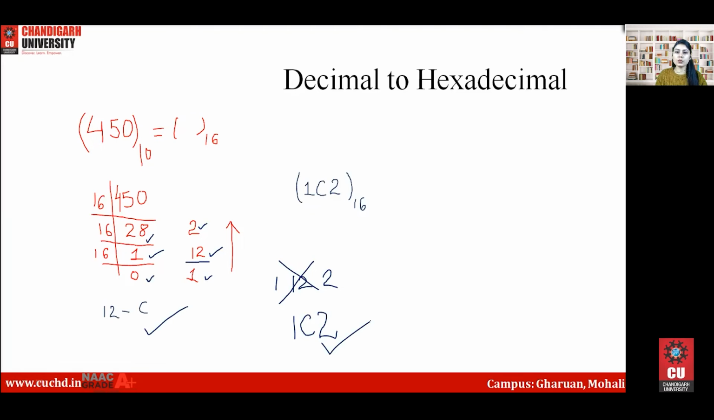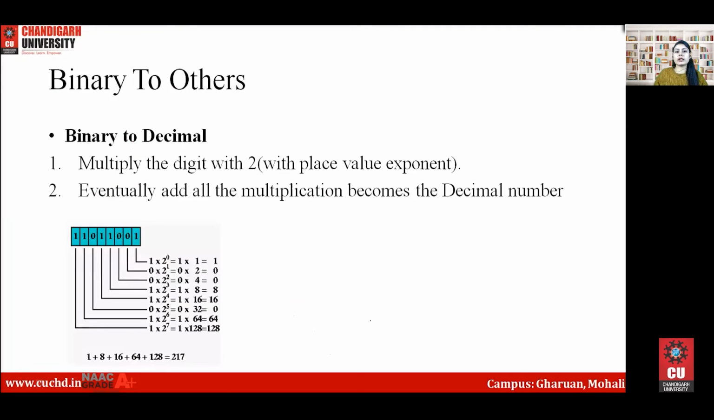So up to this point, we have understood how a decimal number will be converted into other bases. And in this video, we are going to discuss one or two more conversions. So let's discuss the next one. The next one is that if you have a binary number, how that binary number will be converted into other bases, be it decimal, be it octal, or be it hexadecimal.